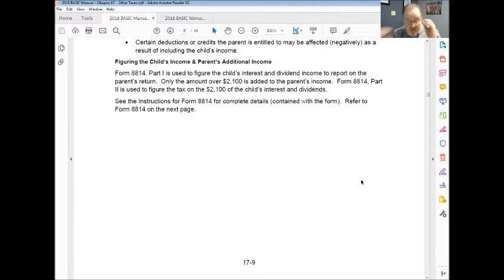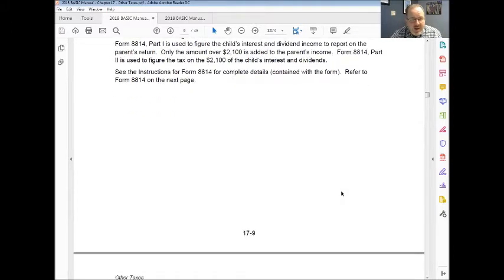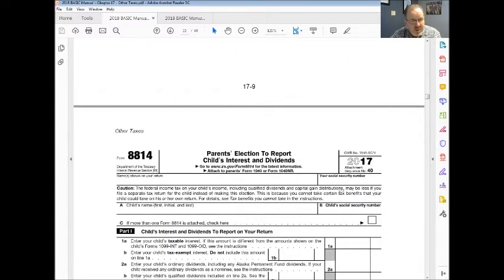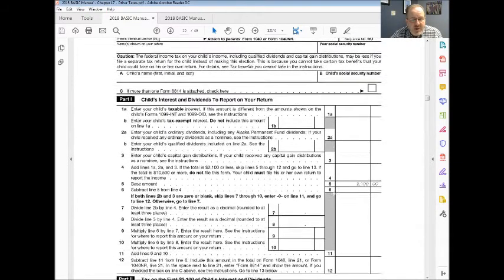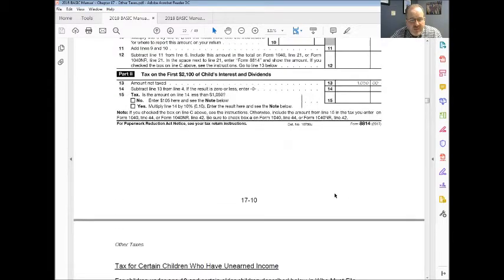And when you go to do somebody that is dependent on somebody else's return, and their income is coming from an unearned source, then you need to make sure that you do the 8814 and the 8615 for that. Okay.